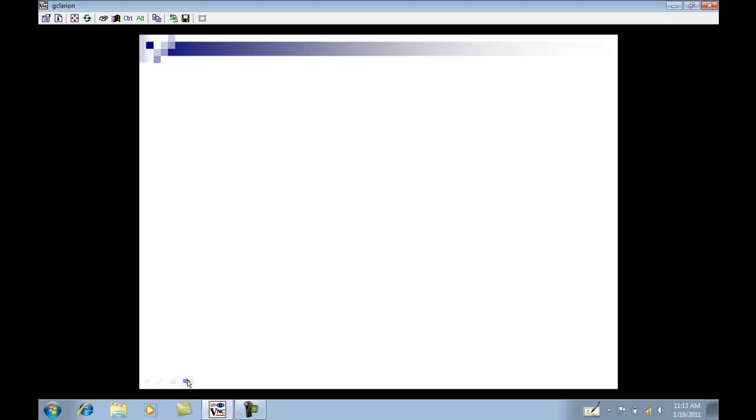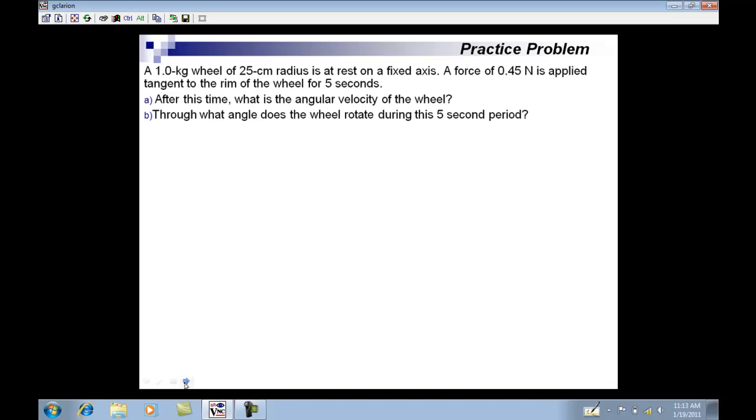What I want to do is go over this problem here. This is actually in your notes packet, on the bottom left-hand side of page 3. We will call this a wheel. I thought in a previous version this was actually a disc, but this is a wheel or a hoop.